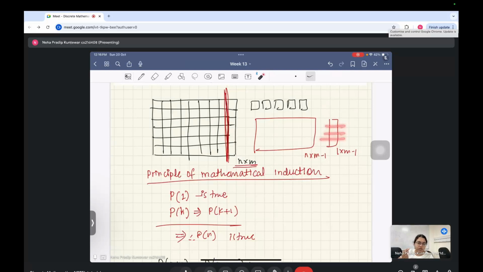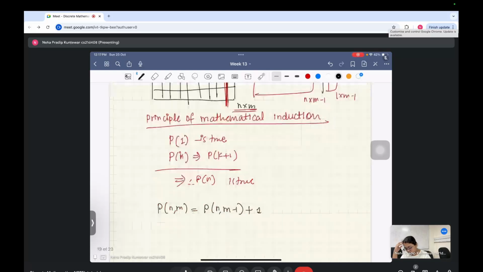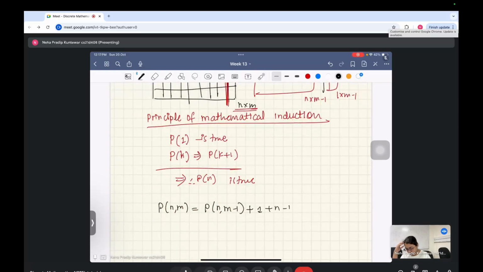break m. There are n rows here, so I need m minus 1 breaks in order to disintegrate into small squares. Because if it were a 2 row chocolate, then I just need one break to get them into small pieces. So I need n minus 1 breaks here, and I need one break here. So, plus 1 plus n minus 1.